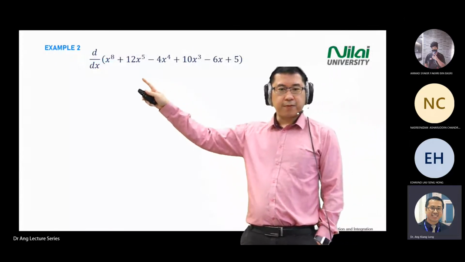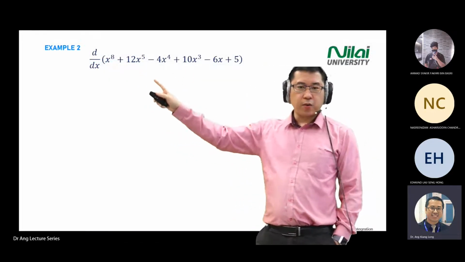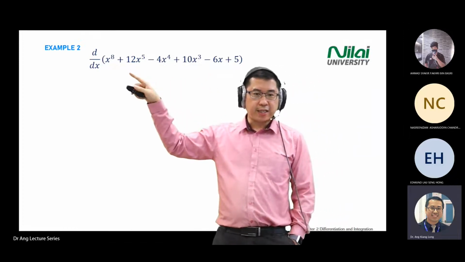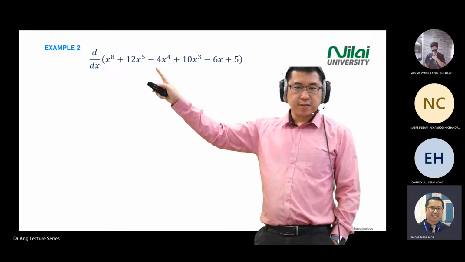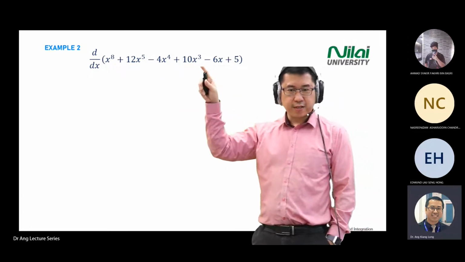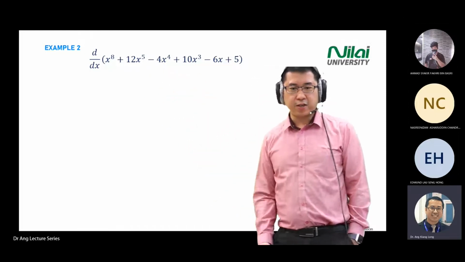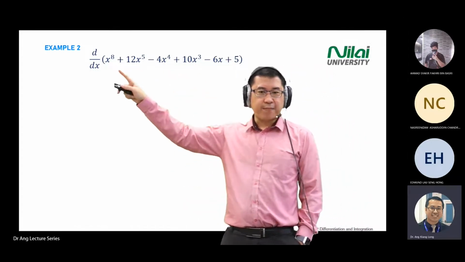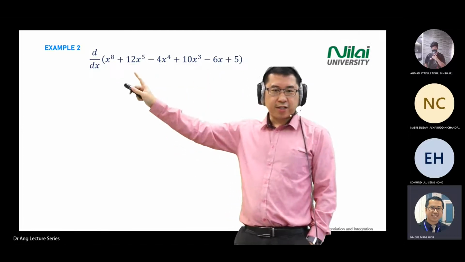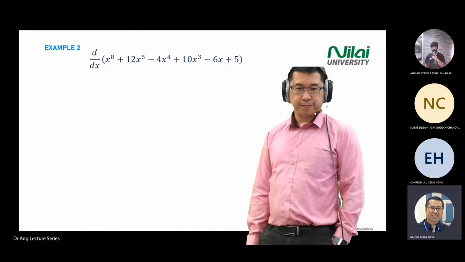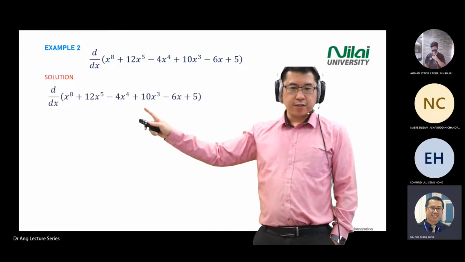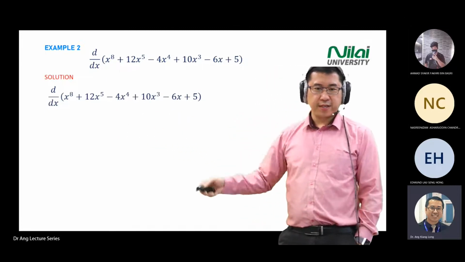So I'll give you one example. Okay, you want to differentiate this function in the bracket. So I write d dx of the bracket. So how do you solve this kind of problem? It looks complicated, but actually not. Don't be scared by the x power something and so on. This is actually a polynomial equation. You copy the question. You want to differentiate this one.